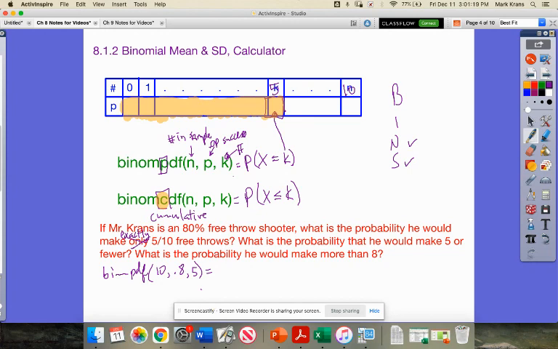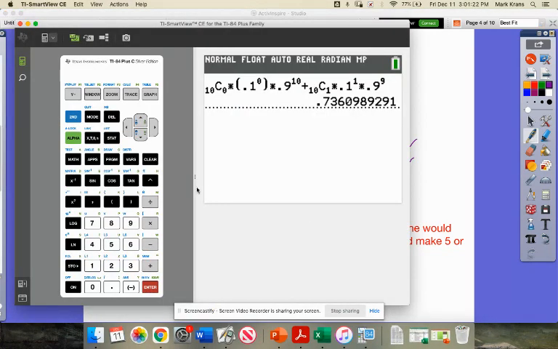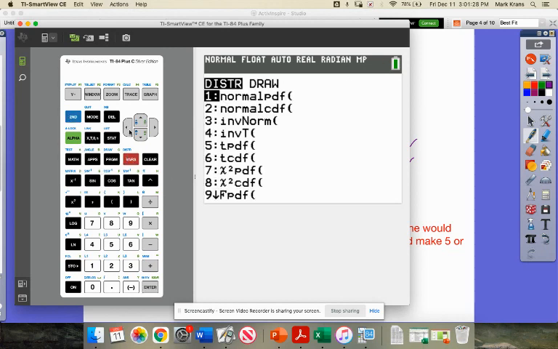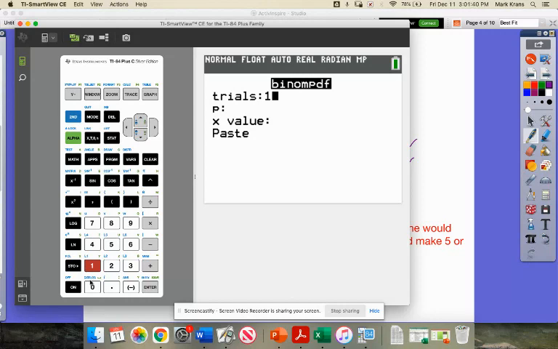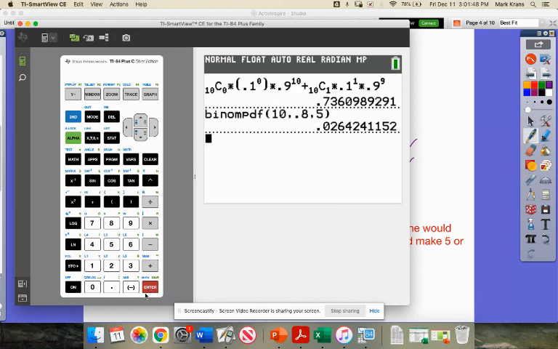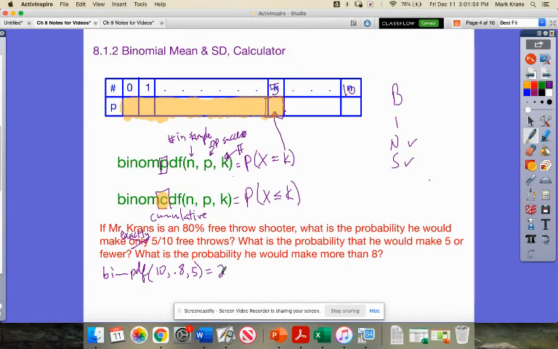Okay? So on my calculator, I can come here and say second distribution. If you go up, Binomial PDF and CDF, it's easier to get there going up than it is down. Okay, Binomial PDF, 10 trials, probability of success is 0.8, and I'm going to get exactly 5 correct. Okay, so there's my n, my p, and my k, and it comes out like that, and we get 2.6% chance, okay? 0.026, and this is the probability that Mr. Kranz makes exactly 5.